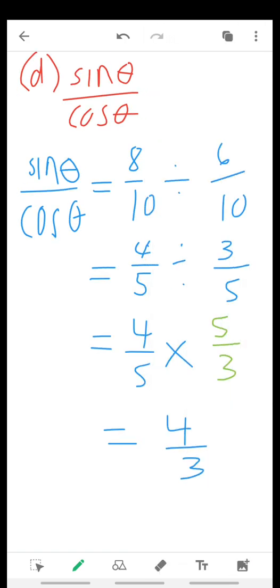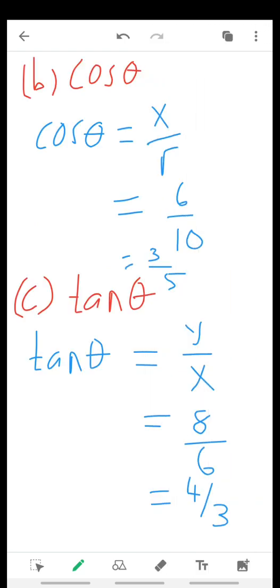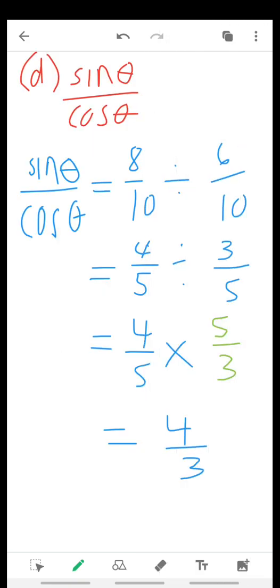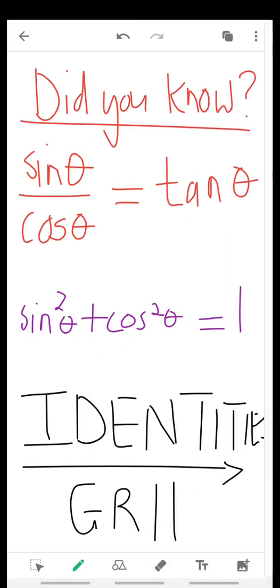Sin theta over cos theta, we got 4 over 3. Okay, and at the same time, when we look at the answer for tan theta, it's 4 over 3. So we have 4 over 3 for tan theta, we have 4 over 3 for sin theta over cos theta, which makes them equal. Okay, so whenever I have sin theta over cos theta, I can write tan theta. Or whenever I have tan theta, I can write it as sin theta over cos theta. They are equal. They are the same.